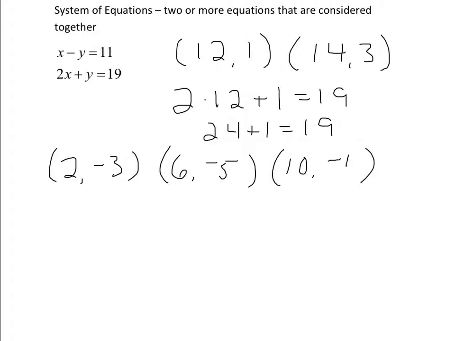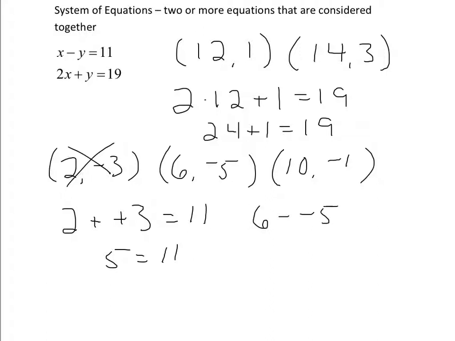So first let's put in 2, negative 3. 2 minus negative 3 equals 11. This isn't looking good. I'm going to turn this into plus a positive. So 5 equals 11. Nope. So I don't like that one. Let's try the second ordered pair. 6 minus negative 5 equals 11. Plus a positive, this is looking better. 11 equals 11. So this ordered pair works in the first equation.